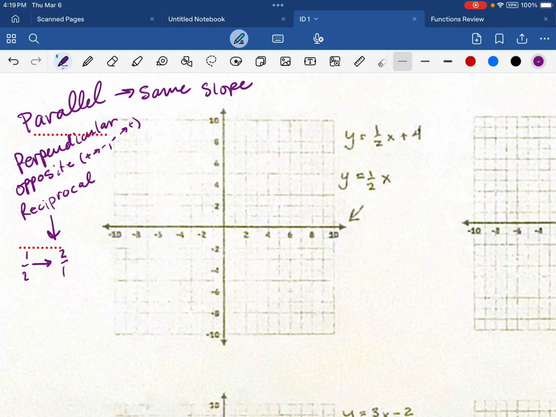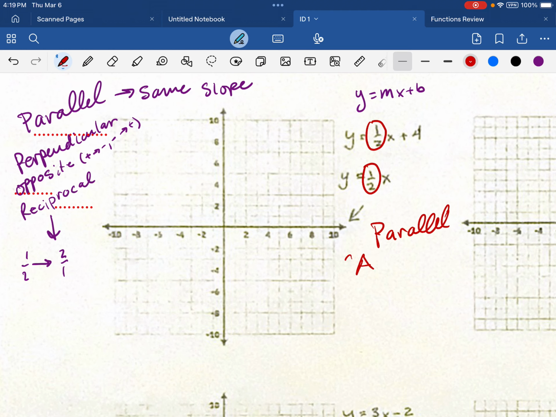Okay, so let's look at these slopes. I know that it's y equals mx plus b, and in y equals mx plus b, m is my slope. So it looks like this was my slope, this one's my slope, and it looks like they're the same. 1/2 and 1/2, those are the same. So I know that these two lines are going to be parallel, because parallel lines have the same slope.